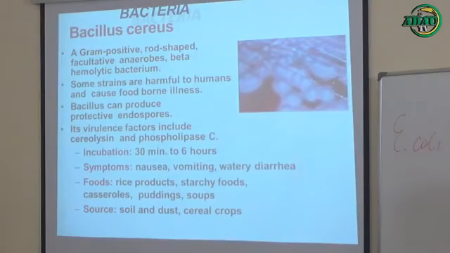Bacillus cereus. It's a gram-positive bacteria. Bacillus can produce endospores. Its virulence factors include pterolysin and phospholipase C. Incubation period, pay attention, is only 30 minutes to 6 hours. Symptoms, again the watery diarrhea.